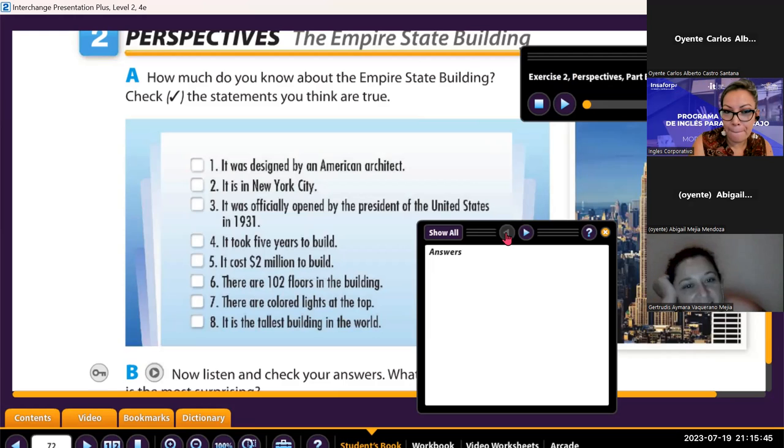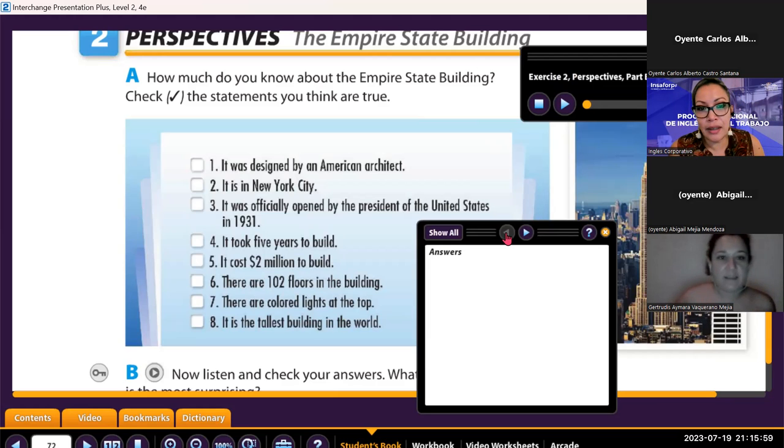Is it in 1930 or not? No, the audio says 1930. It's 1930, but in 1930, they started the construction. Empezaron en 1930, ajá. In the same year, dice, pero bueno. Entonces sí es correcto. Ajá.